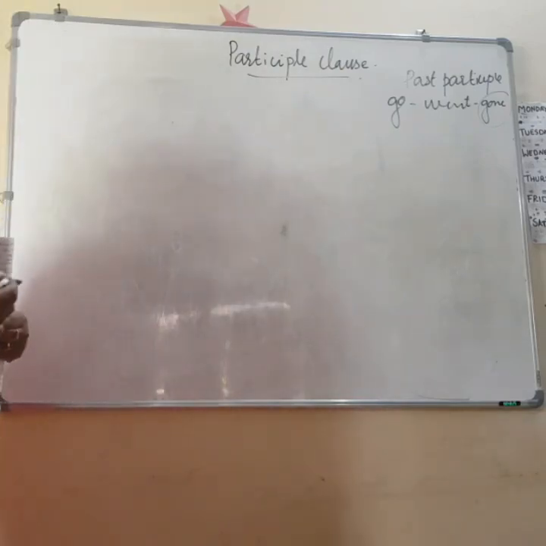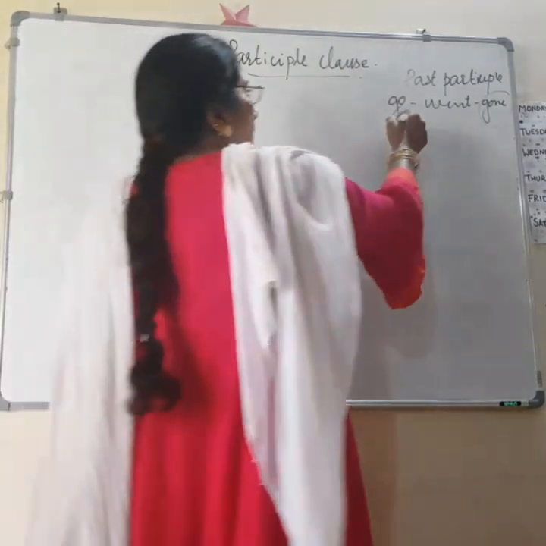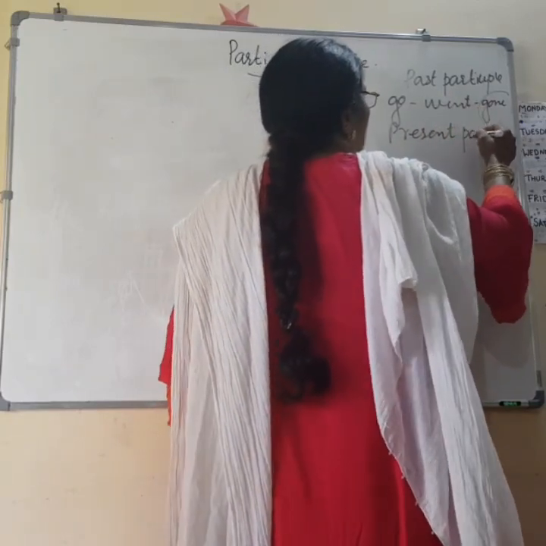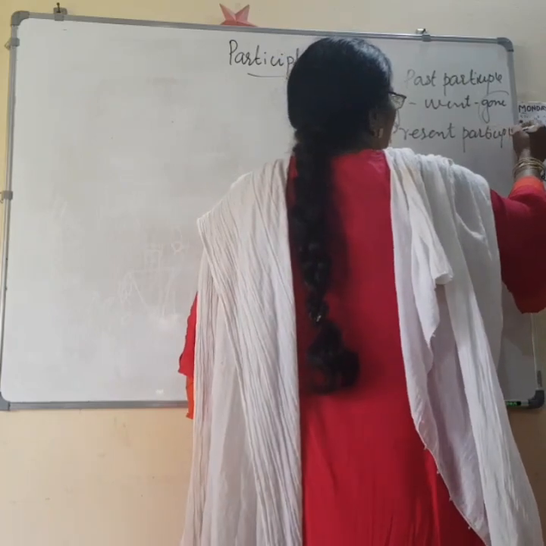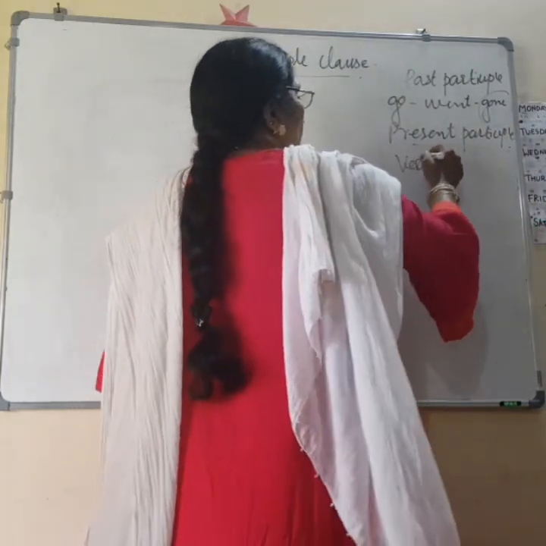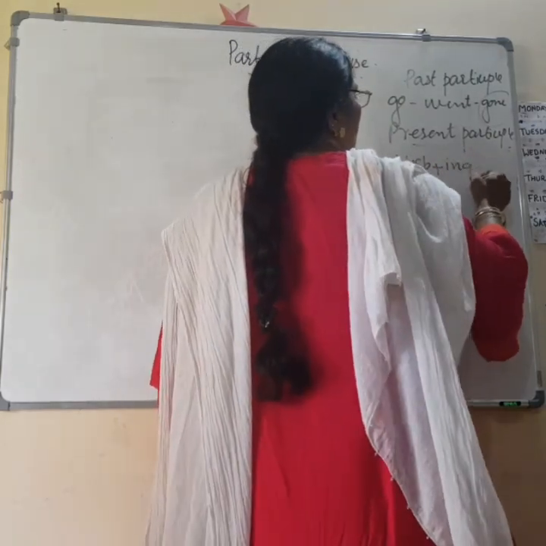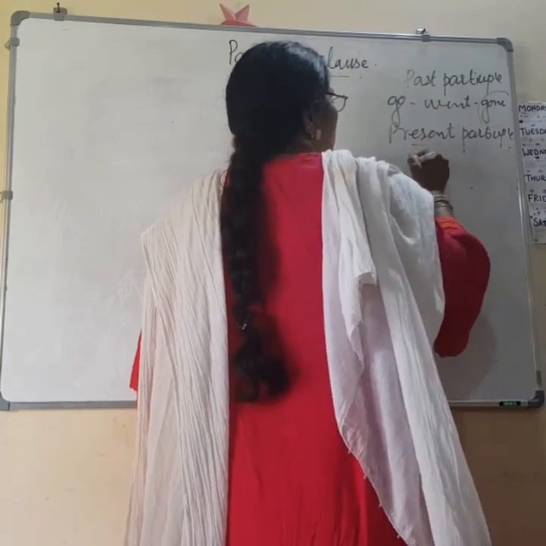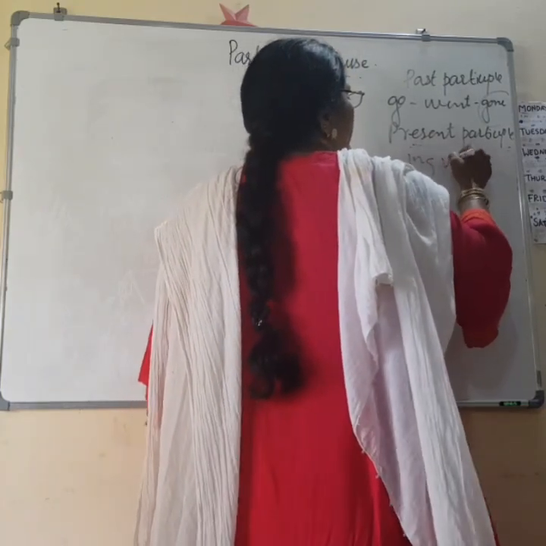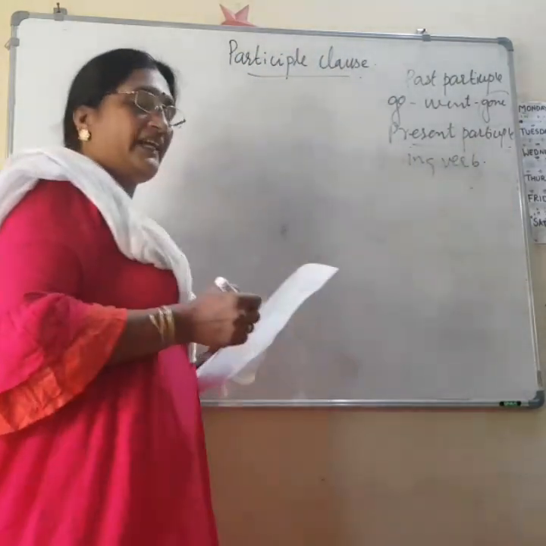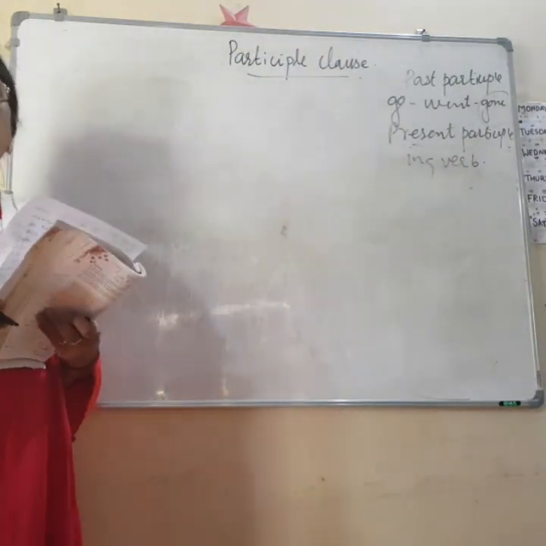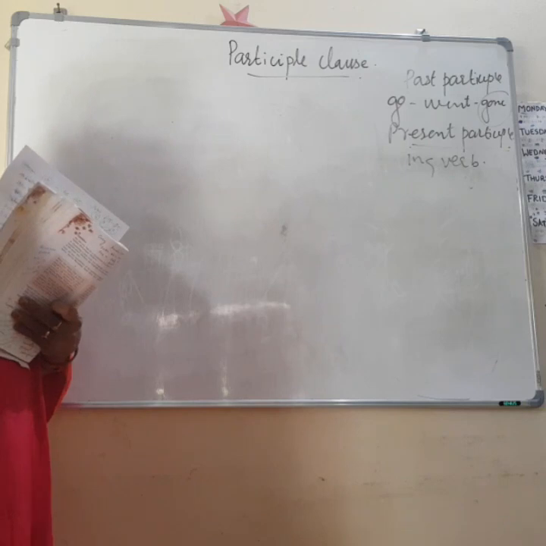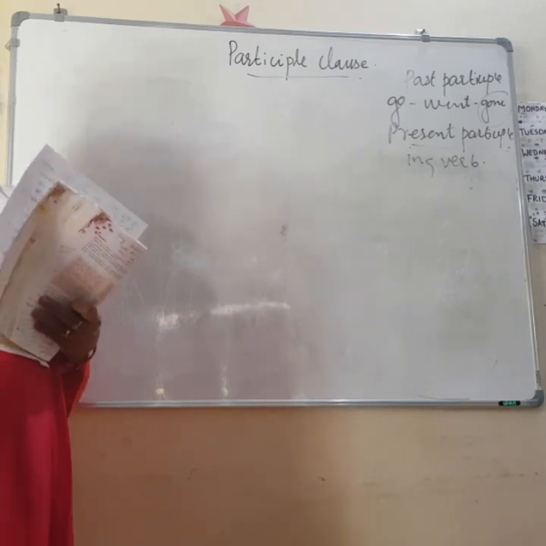The other one is the present participle, which we learned when we learned gerund and all. That time I taught you the past and present participle. What is the present participle? It is the verb plus the ing form of the verb. That ing form can be used as an adjective, and it can be used as a noun also.